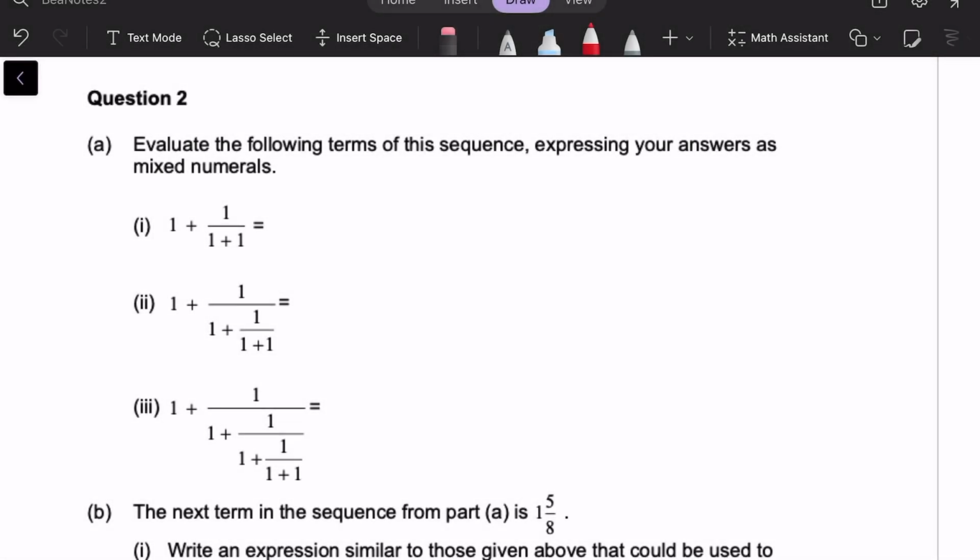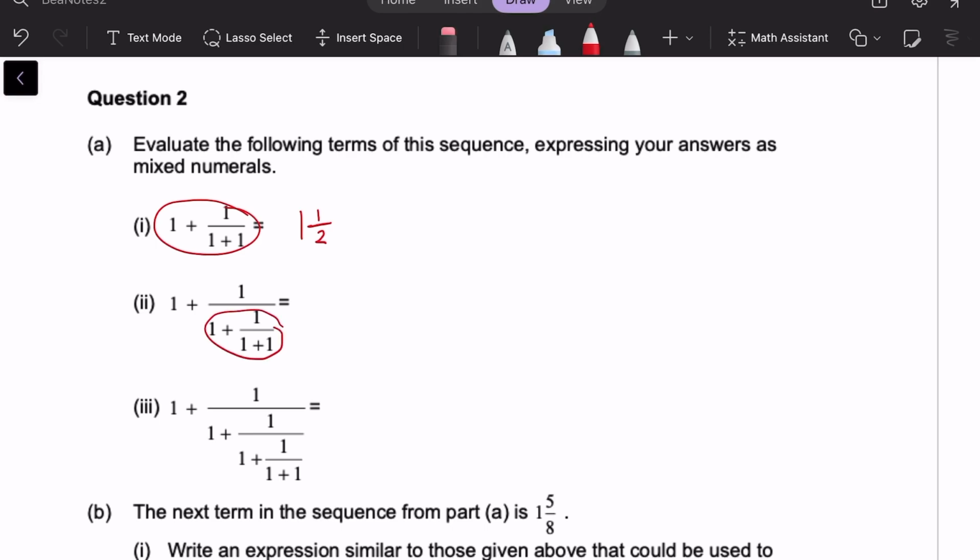Now, moving on to our favorite question, question 2. Evaluate the following terms of the sequence expressing your answers as mixed numerals. So the first one should be quite obvious, it's just 1.5. Now notice that for the next few terms, they are equal to 1 plus 1 over the term before it. So this part is the exact same as this part.